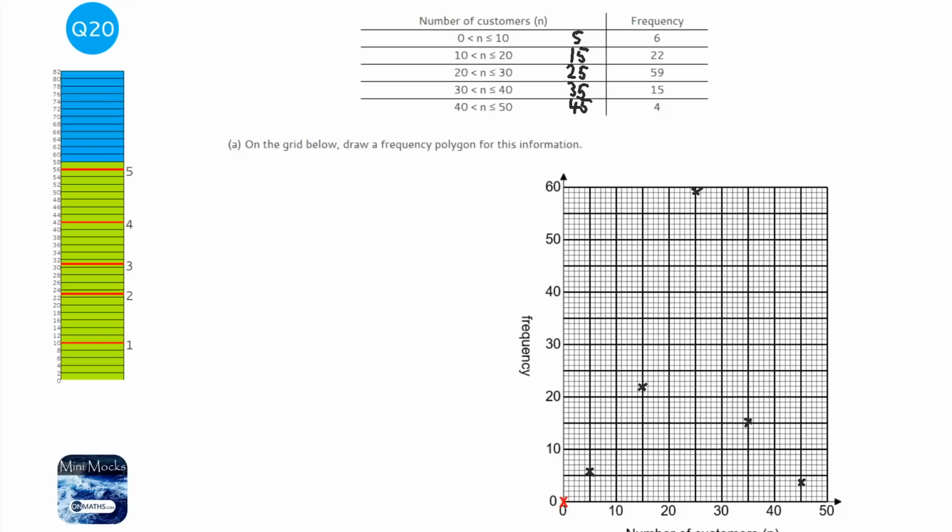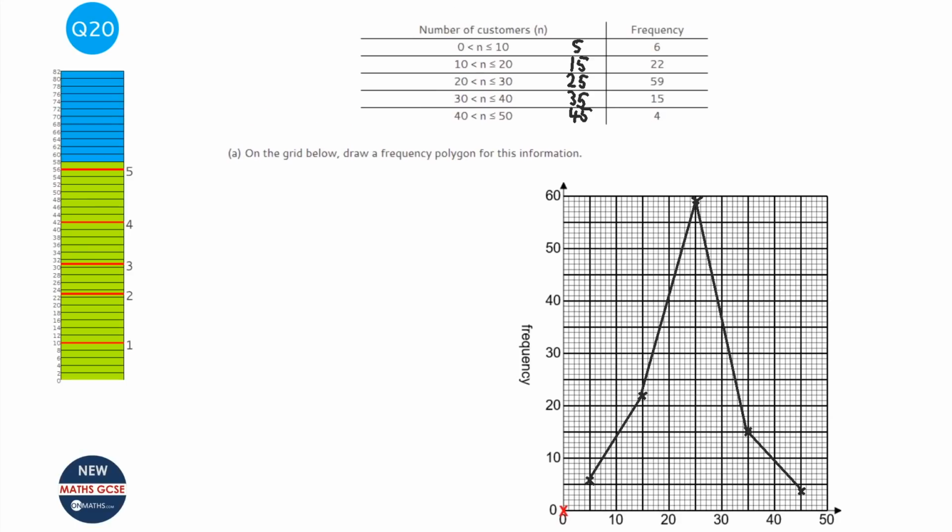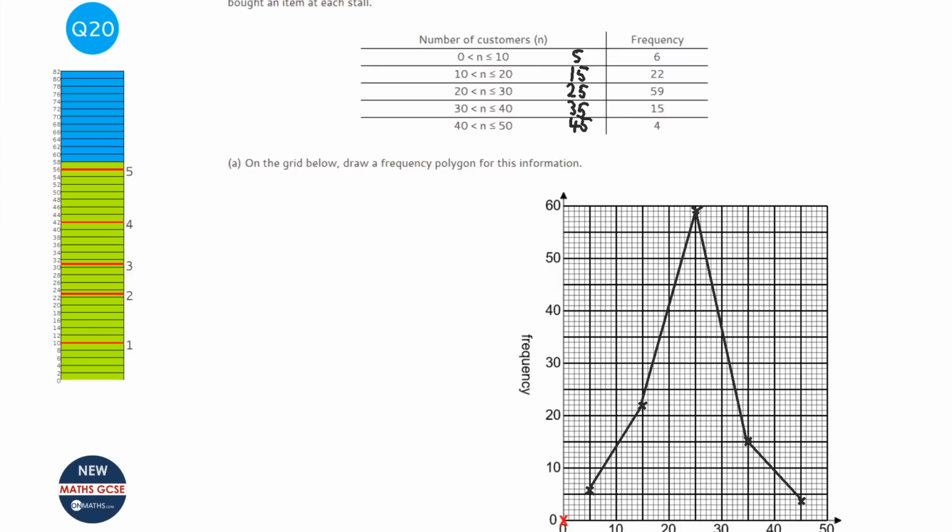We're only halfway done because what we need to do is join these up with straight lines, so no curves needed. And when you join them up with straight lines, do not ever join up the last 2 points. You're not actually trying to make a polygon, okay? Don't ever draw this line here. That's not a good thing to do, so make sure you don't do that. Okay, and that's it. So midpoints, crosses, and then join them up with straight lines if you're asked for a frequency polygon.